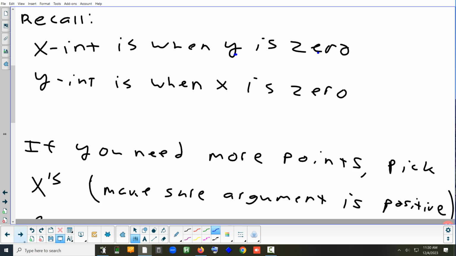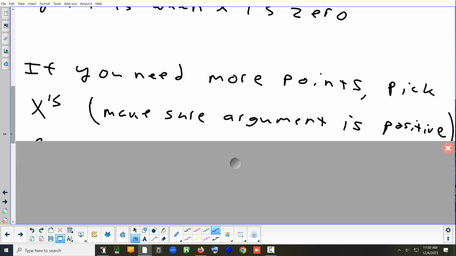If you need more points, you do need more points. You need about 3 or 4. So pick 3 or 4 more x values. I would use the table on the calculator, plug them in, and then use the table to plot the points. Remember, we have to make sure that whatever values we pick, we don't end up with an imaginary answer. So make sure that the argument is a positive number. It can't be 0. It has to be positive.